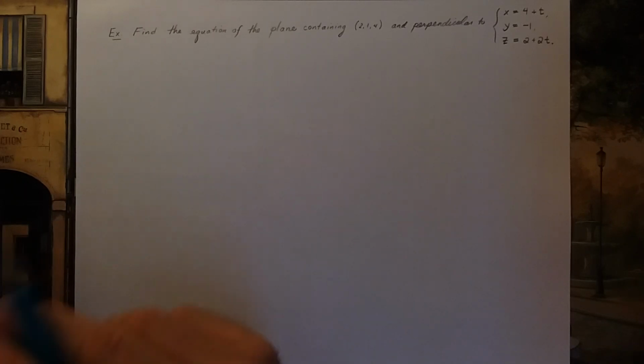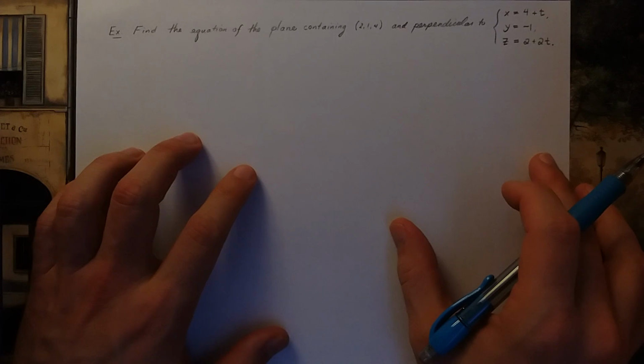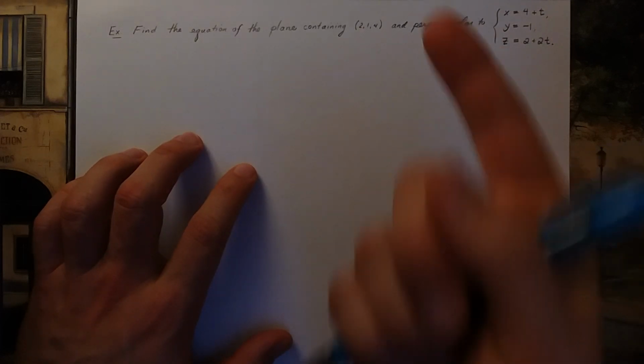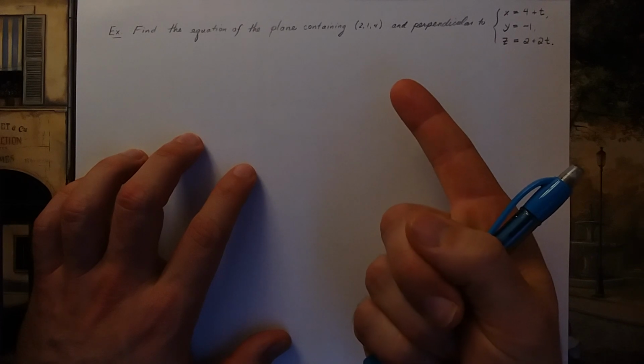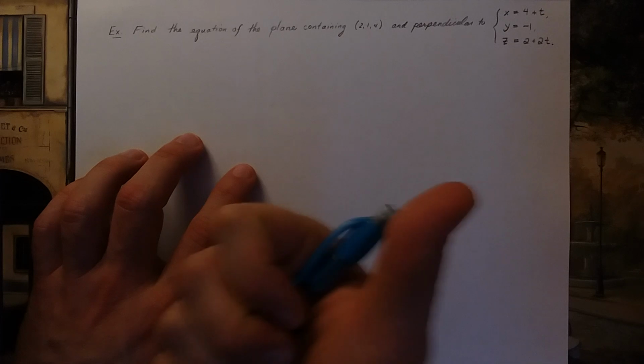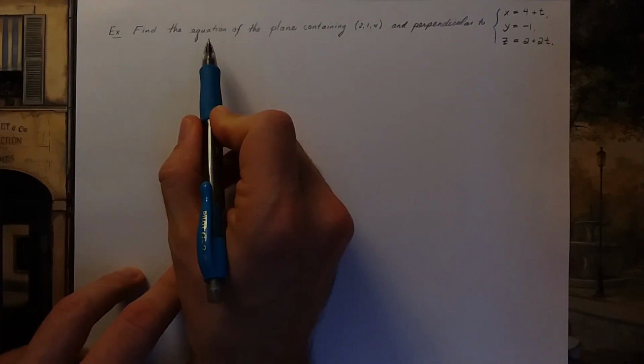So I'd like to do a couple more examples of finding equations of planes. Now remember, to find the equation of a plane in R3, you need two things. You need a point on the plane, and you need a vector that's perpendicular to the plane, sticking straight out of the plane. So let's do this example to start.